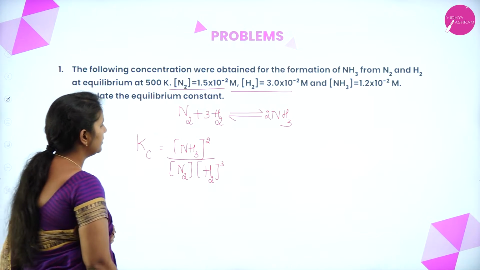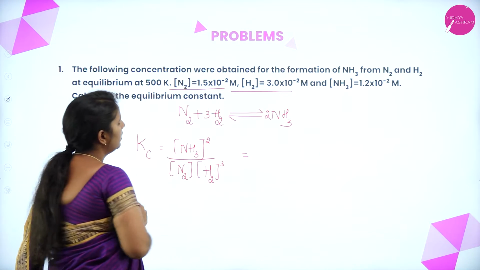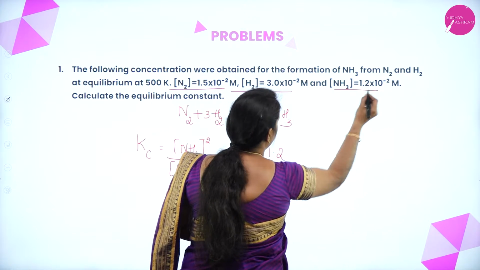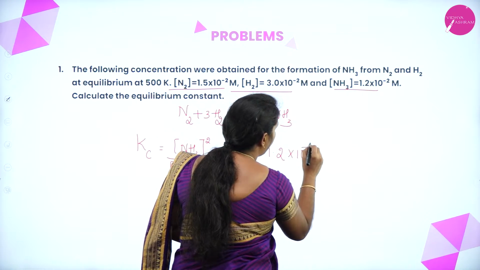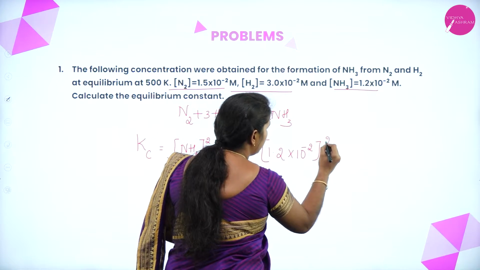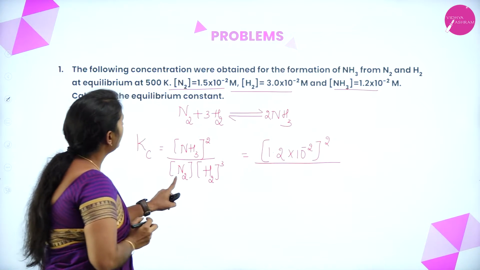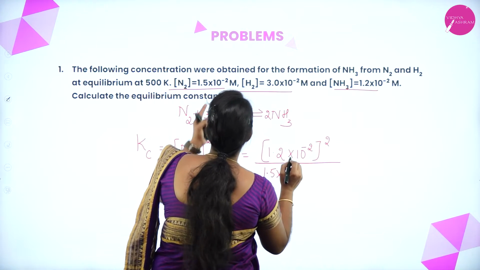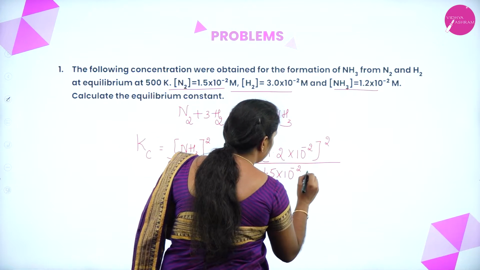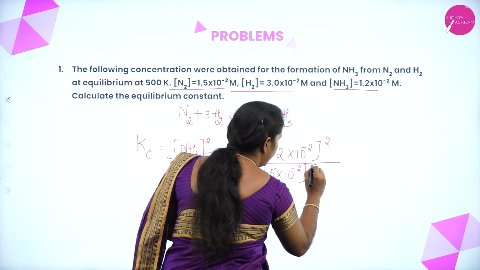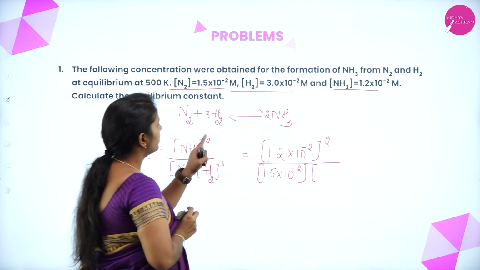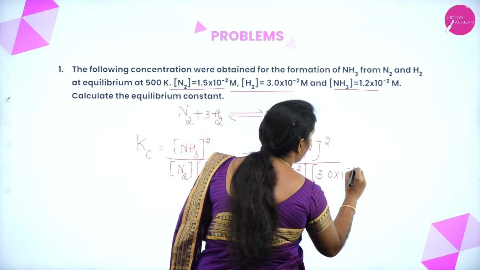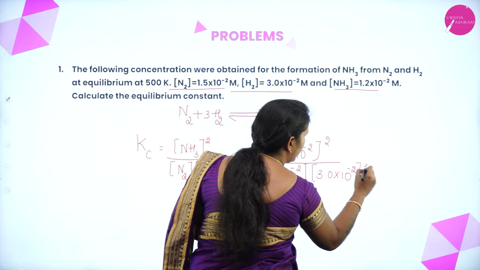Now I will substitute the values here. So what is the molar concentration of the ammonia? It is 1.2 into 10 to the power of minus 2 whole square divided by, what is the molar concentration of the nitrogen they have given? 1.5 into 10 to the power of minus 2, into, what is the molar concentration of the hydrogen? It is 3.0 into 10 to the power of minus 2 whole to the power 3.